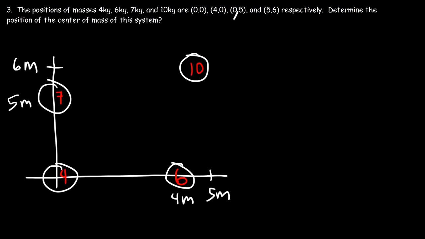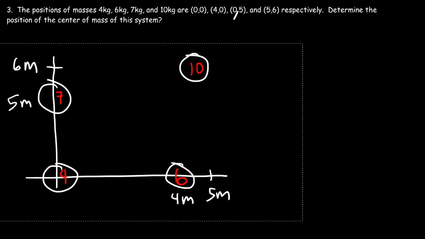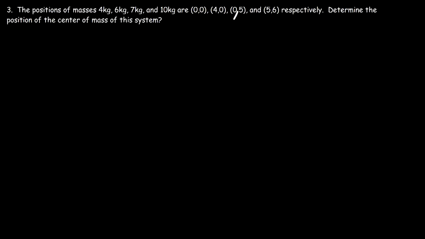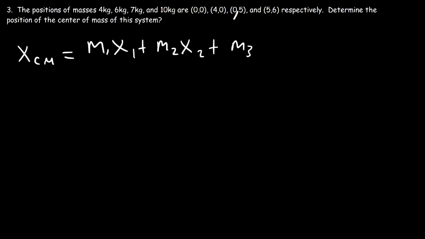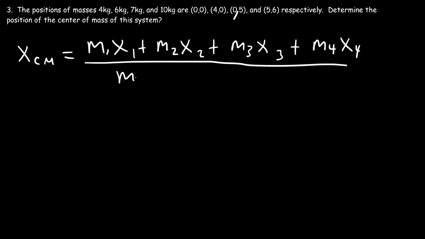So how do we go about calculating the center of mass? For one thing, we need to take it one step at a time. Let's calculate the x-coordinate of the center of mass. So because there are four masses, it's going to be m1 x1 plus m2 x2, and then m3 x3 plus m4 x4, divided by the total mass.